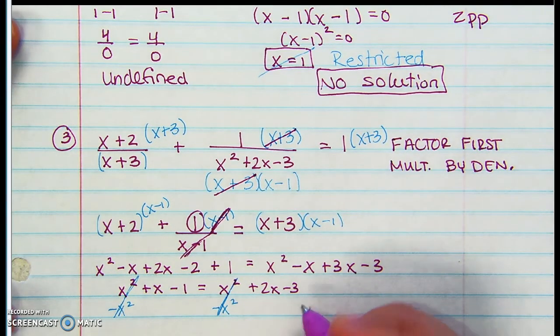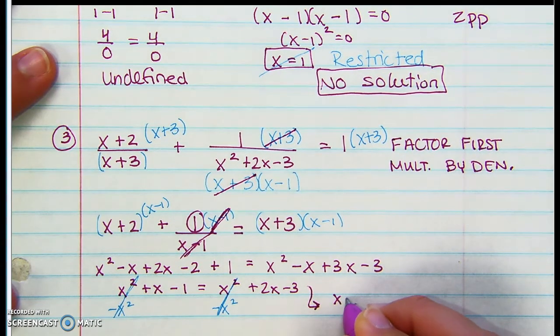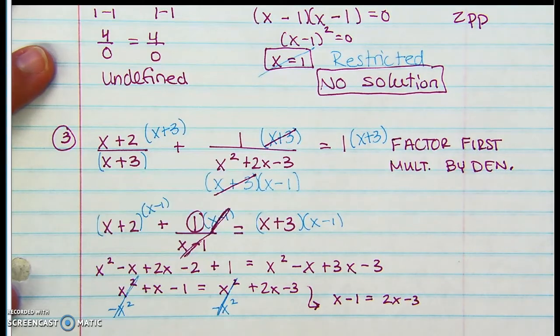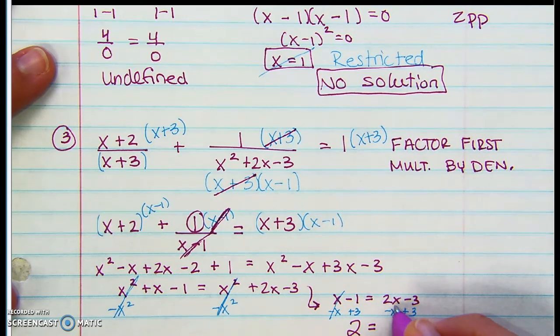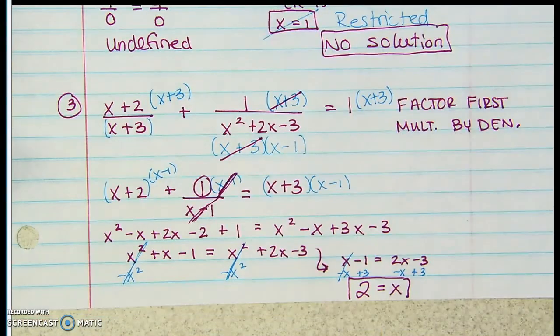So now I have x minus 1 equals 2x minus 3. How do we solve that? Let's subtract this x. And let's add the 3 to the other side. So here I have negative 1 plus 3 is the number 2. 2x minus x is 1x. X should equal 2. But do we circle it and move on?